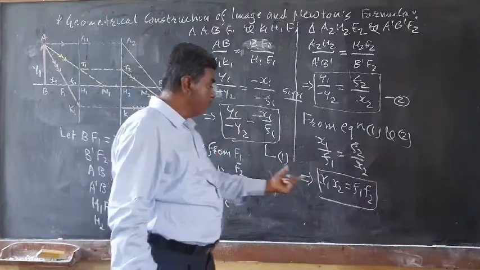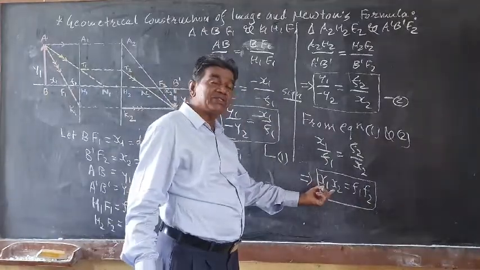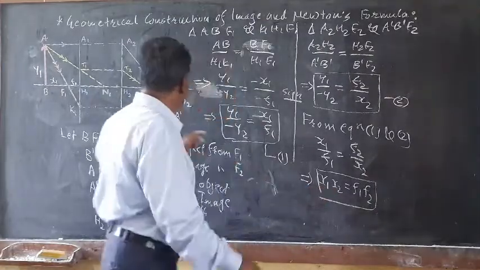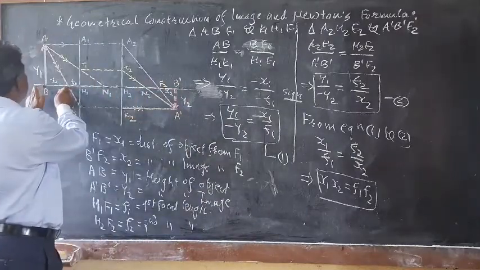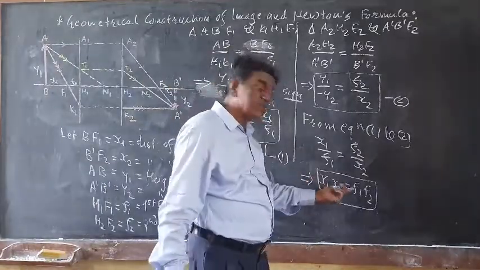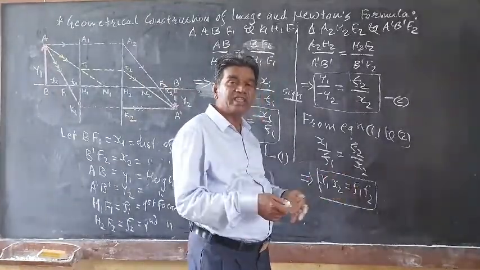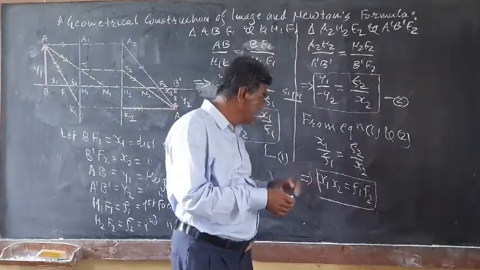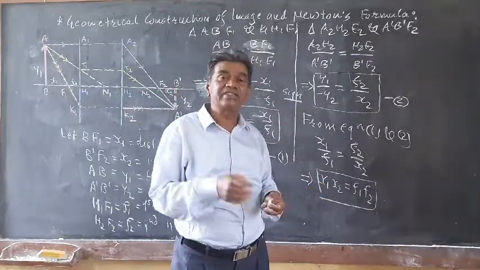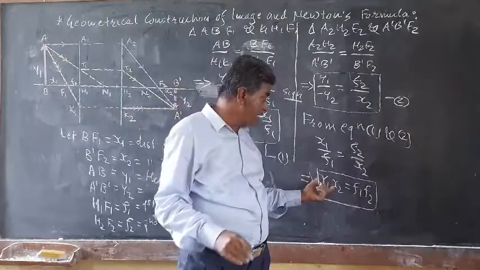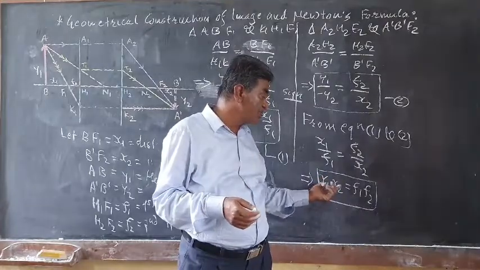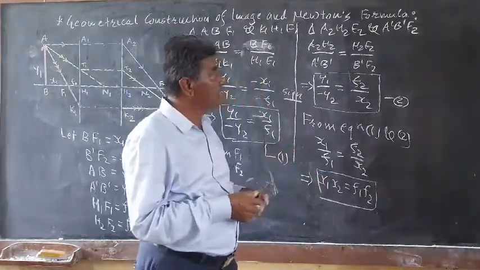You have to observe here the product of the distances of the object and image from the corresponding first focal point and second focal point. This is x1 and this is x2. So the product of the distances of the object and the image must be equal to the product of the first focal length and the second focal length of the lens system. This is Newton's formula, and in a practical case, by considering two thin lenses, it can also be verified that x1 x2 is equal to f1 f2. So this is regarding Newton's formula.